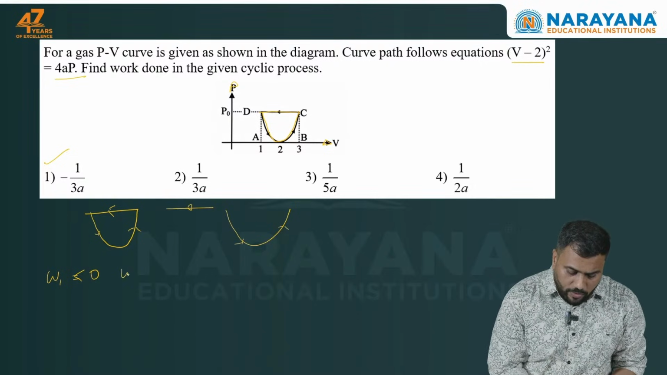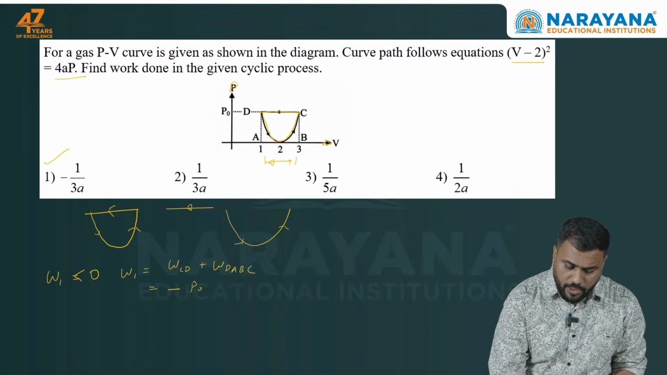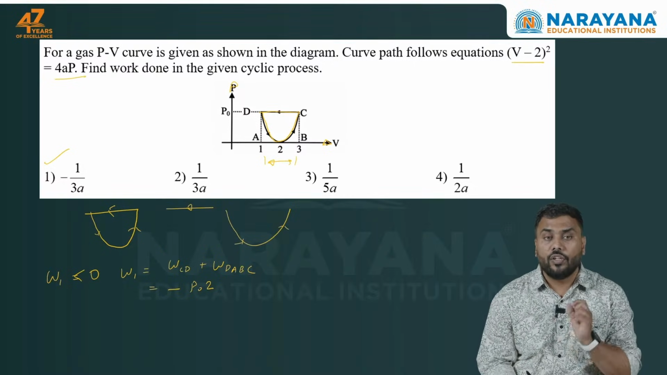So the total work done in the process should be, let's say, D to C work, or C to D work, is negative, and work done from D to A to B to C is positive. This C to D work will be negative. The pressure is P naught there, and if you see, the change in volume here is 2 units. So 2 times P naught. What will be the value of P naught, that is not known to us.